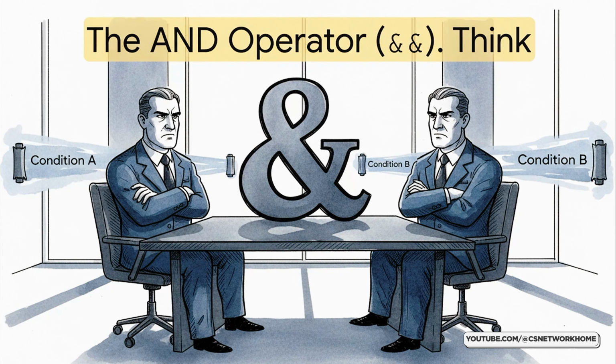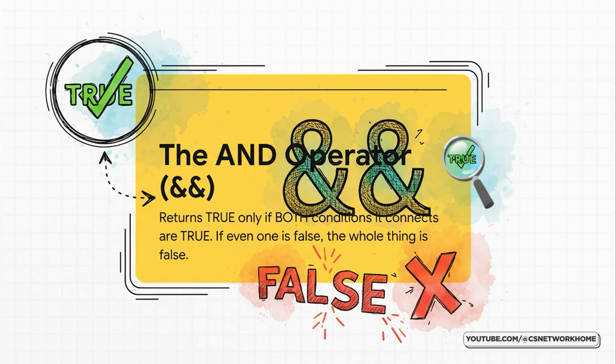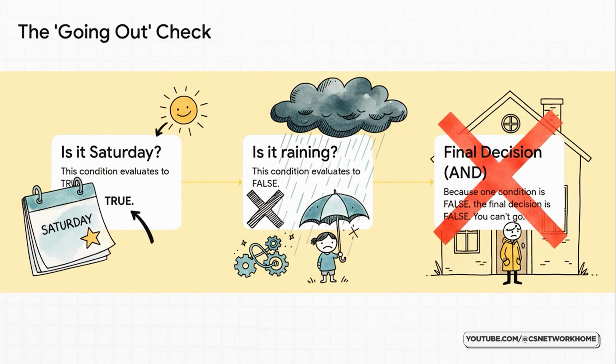You can think of the AND operator as the really tough bouncer at a club. And here is the one unbreakable rule of AND. For the final result to be true, every single part of the question has to be true. If condition 1 is true, and condition 2 is true, and condition 3 is true, only then is the final answer true. If even one tiny part is false, the whole thing comes crashing down and becomes false. No exceptions.